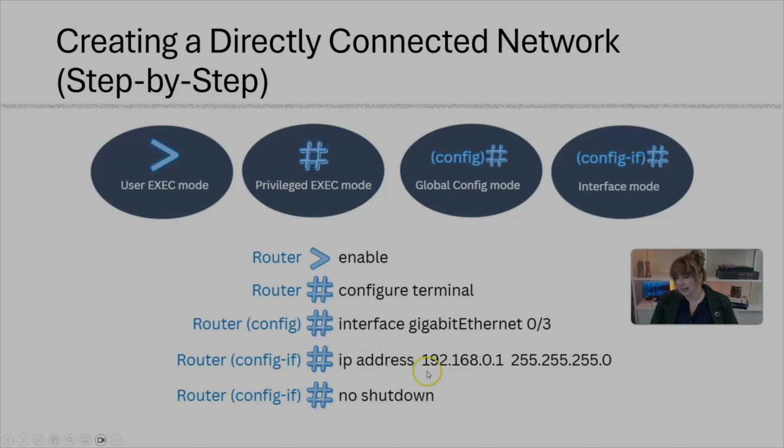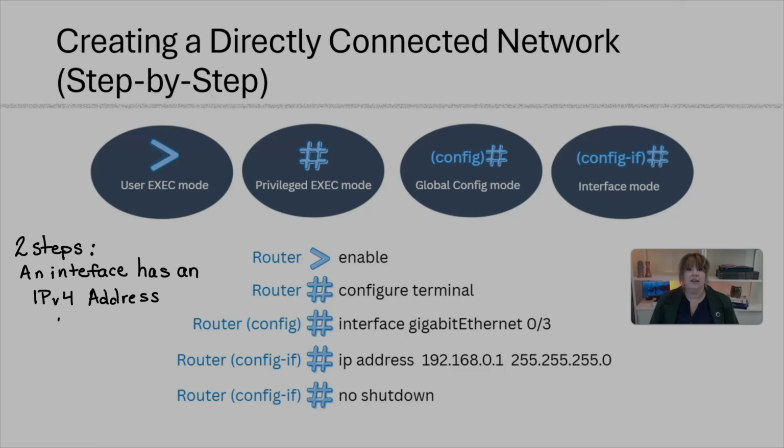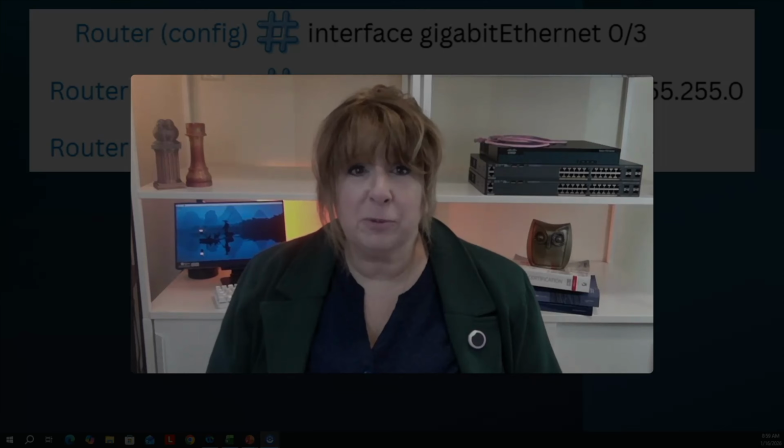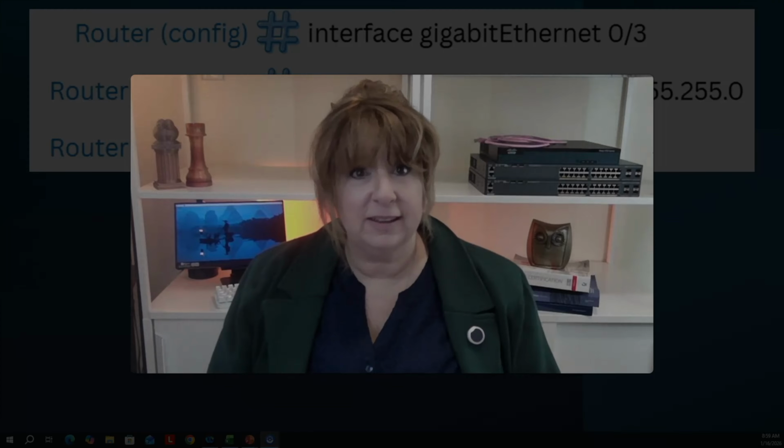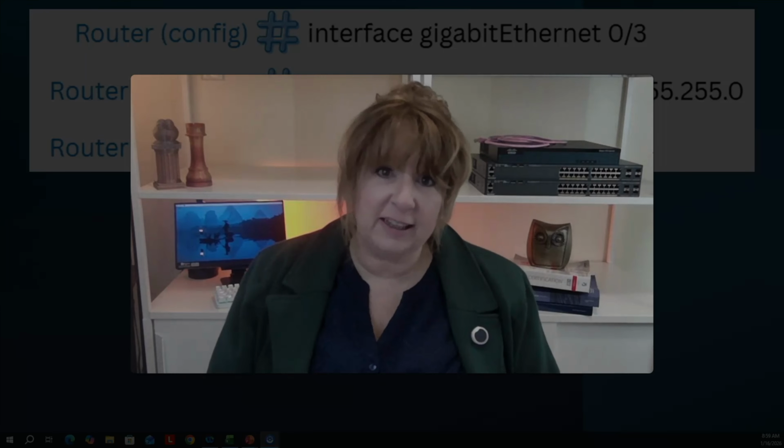Now that you are in interface mode, you can complete the 2 steps that are needed to get this directly connected route to appear in the routing table. Here we have entered the IP address of the interface first with the subnet mask indicating the network. And then finally, for the next step, we bring the interface up with the no shutdown command. So really at this point, you may have already been configuring devices in the global config mode. So this is just 3 additional commands to learn.